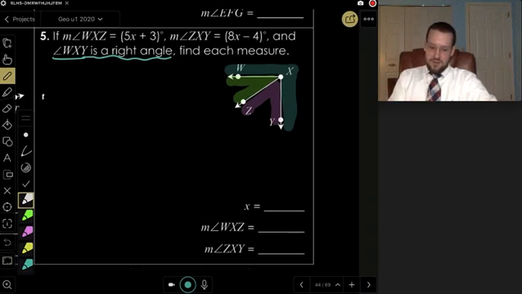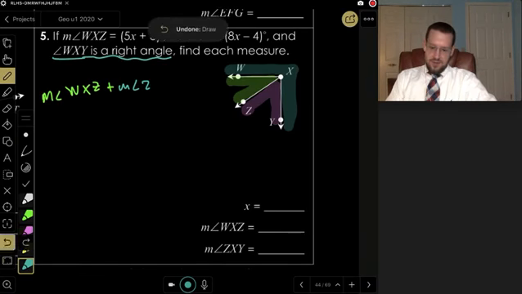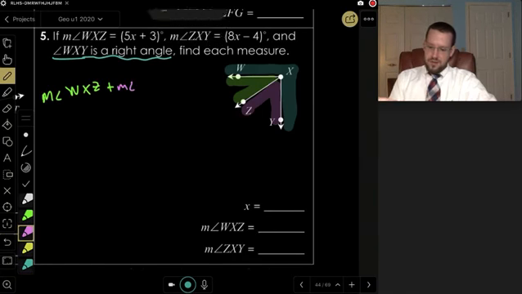So what I'm going to do here is just remind us that we're going to add the measures. So these things are going to add together. Oh, that should be in pink. That's my bad. Measure of ZXY. And that's going to be equal to the one in blue, the measure of angle WXY.